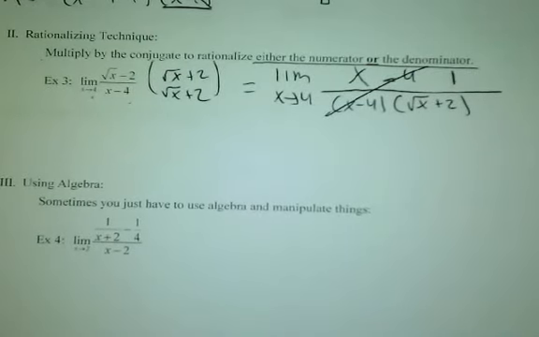As a matter of fact, when you're doing limits, you don't have to worry about the negative roots. Okay? So it's going to become, what's the answer? 1 over 4. 1/4.